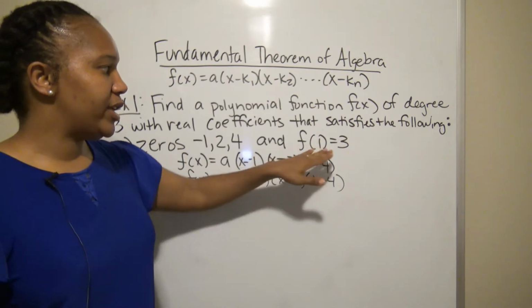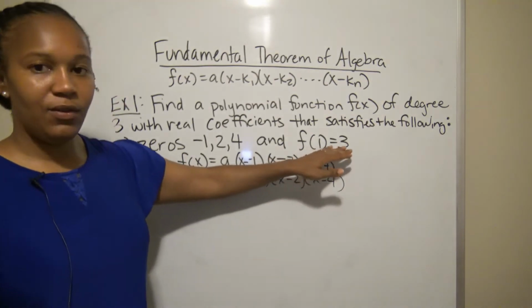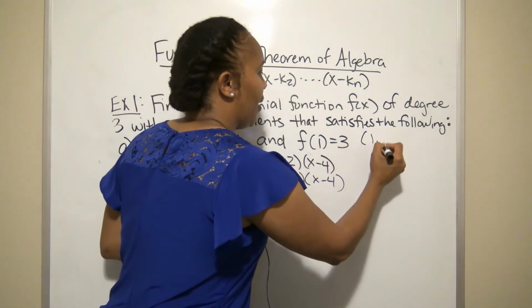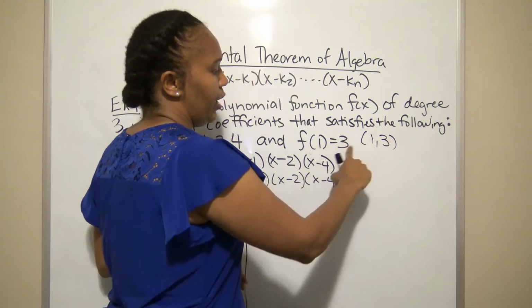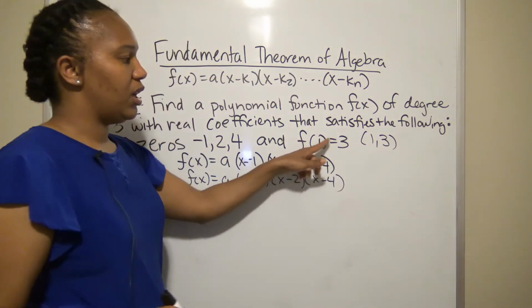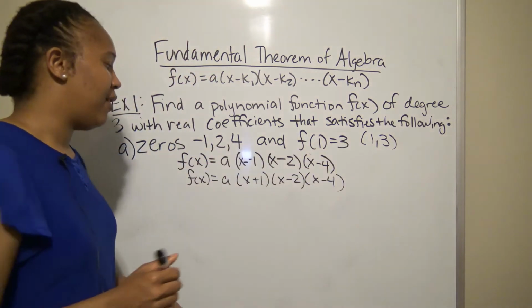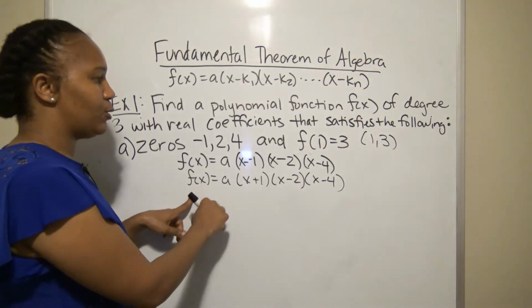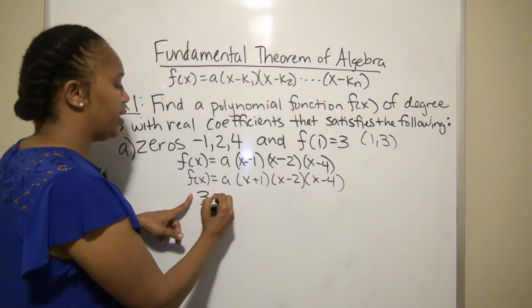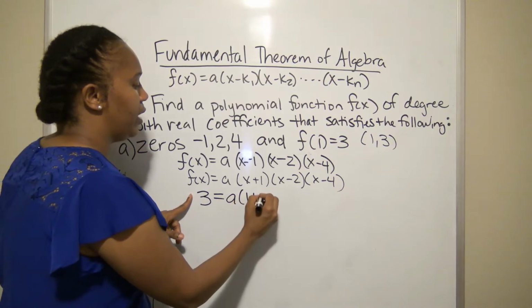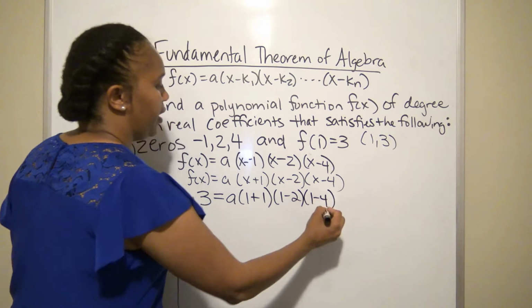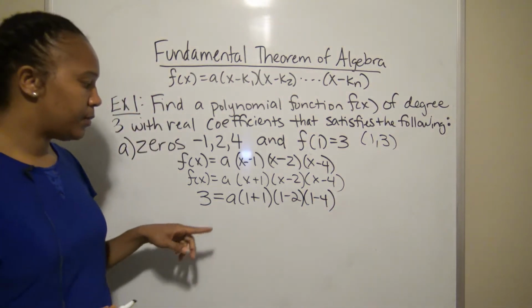And we can figure out what a is by using this fact that f of 1 is equal to 3. So this gives us the point 1 comma 3, because your x is 1 and your y is 3. When you plug in 1, you get out 3. So this is a point on the graph. So whenever I replace my x's with 1, my f of x will be equal to 3. So I'll replace f of x with 3, and I'll replace every x with 1 so that I can figure out what a equals. And a is the leading coefficient.